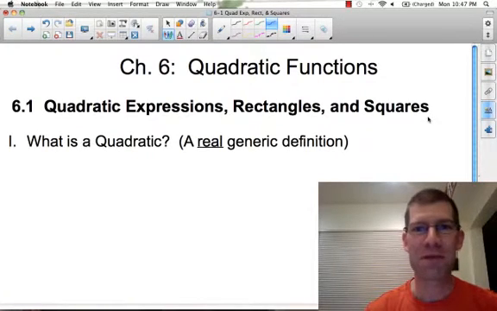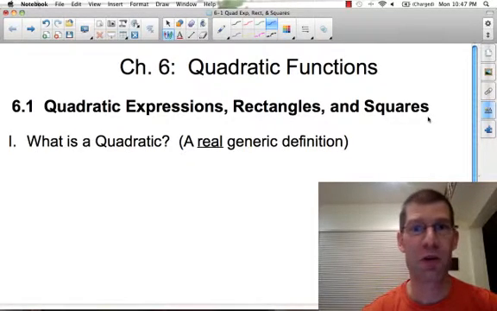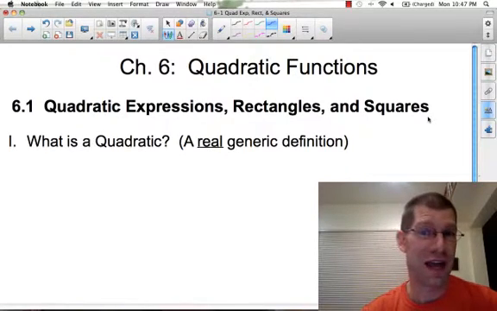Hi, we're here to start Chapter 6, which is going to be similar to Chapter 3, except Chapter 3 was all about lines, and Chapter 6 now is going to be quadratic functions. In layman's terms, quadratic functions are really going to be parabolas generally. It's where you have a variable times another variable, usually it's going to be x squared.